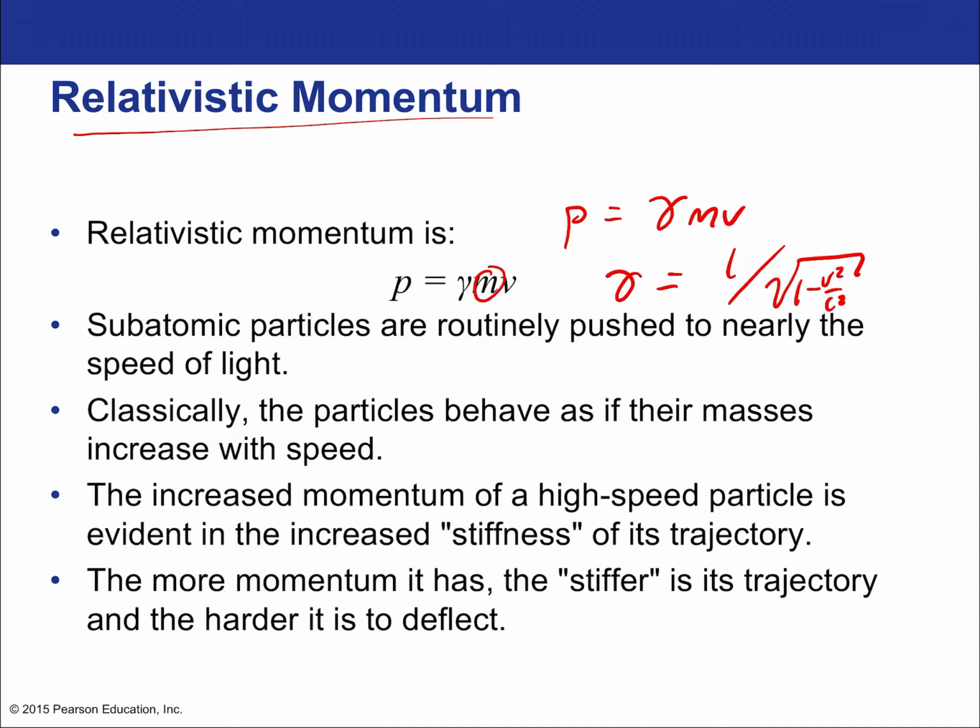The increased momentum of the high-speed particles is evident in the increased stiffness of their trajectory. They behave as if they're bigger, okay? The more momentum it has, the stiffer its trajectory. It's harder to turn it, right? So you think about a large mass object, like a big mass, it's going to take a big wide turn, and a small mass object is going to take a very tight turn, okay? If you recall, that was the exact premise behind the alpha particles and beta particles in cloud chambers and bubble chambers, right? We can see their different trajectories, okay? So same idea here.